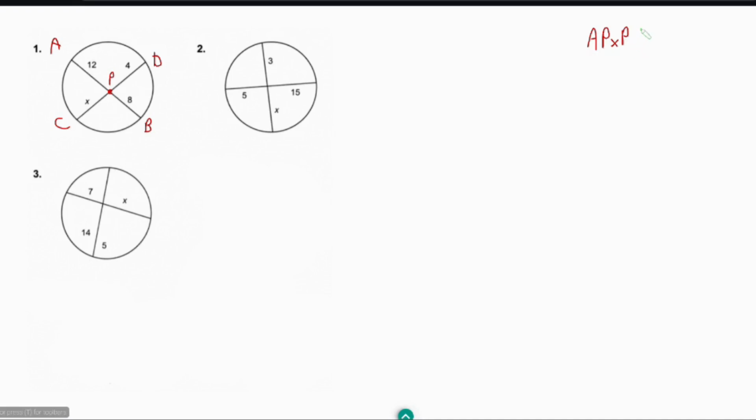AP times PB is equal to CP times PD. Right, so let's look at question 1. AP is 12, PB is 8, CP is x, PD is 4. We've got 96 is equal to 4x. Divide both sides by 4, gives you x is 24.